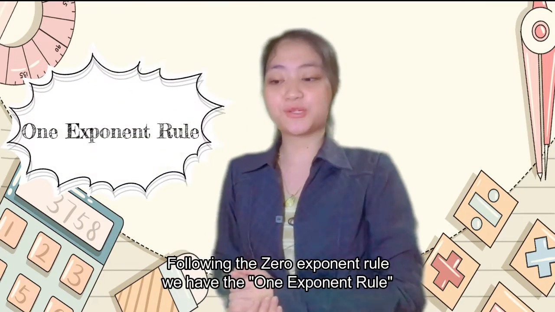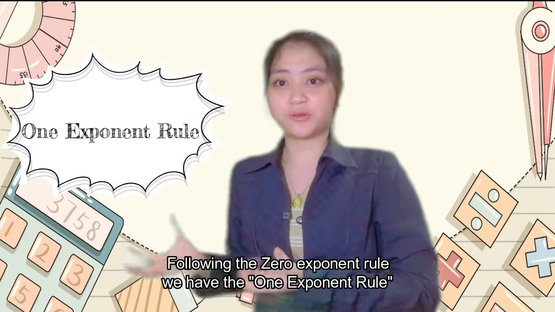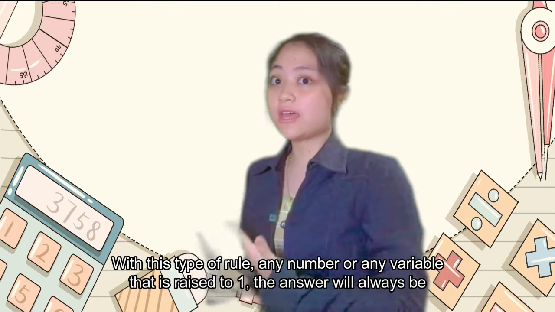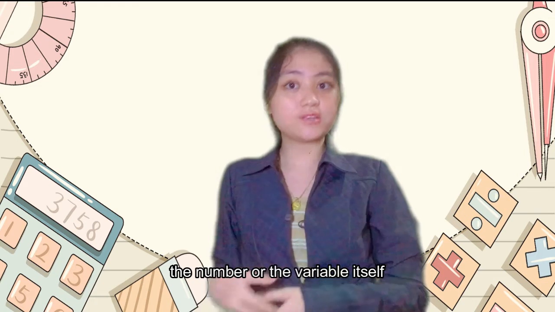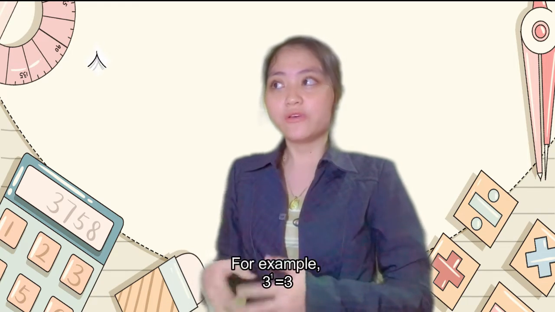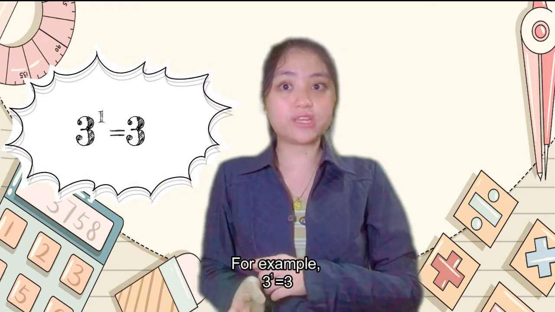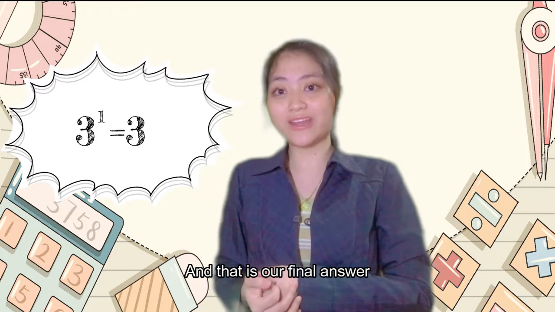Following the zero exponent rule, we have the one exponent rule. With this type of rule, any number or any variable that is raised to 1, the answer will always be the number or the variable itself. For example, 3 raised to 1 equals 3, and that is our final answer.